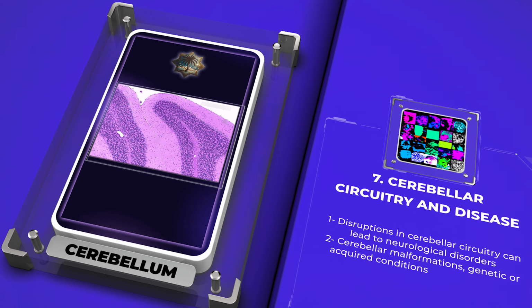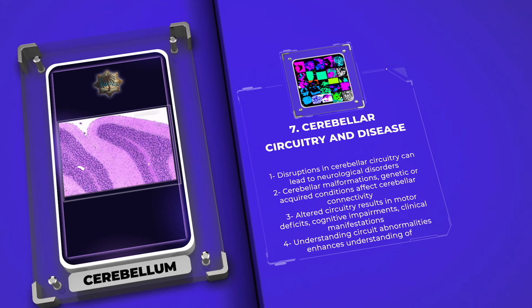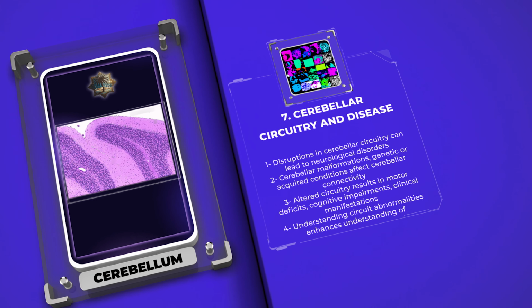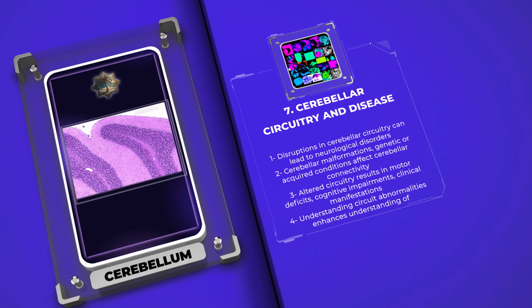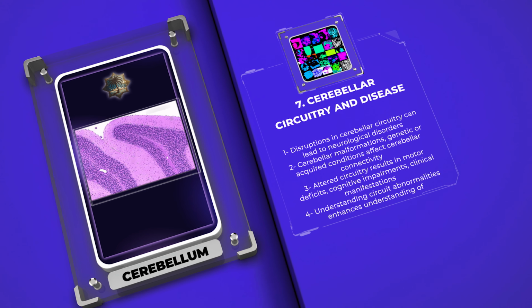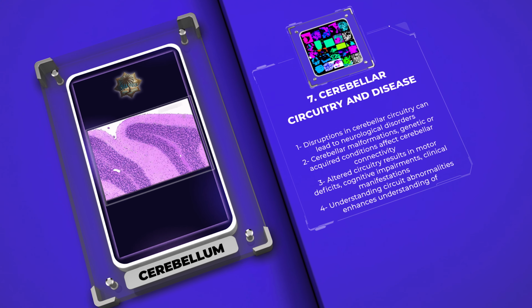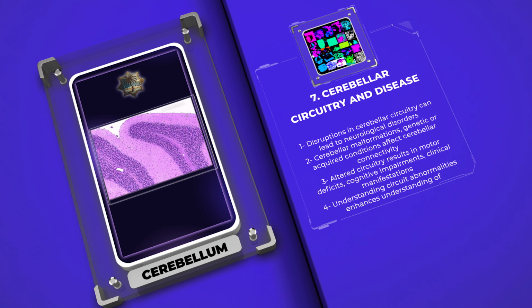These might include cerebellar malformations, such as cerebellar hypoplasia or dysplasia, as well as genetic or acquired conditions affecting cerebellar connectivity. Altered circuitry can result in motor deficits, cognitive impairments, and associated clinical manifestations. Understanding the specific circuit abnormalities in different diseases enhances our understanding of their pathophysiology and guides therapeutic interventions.